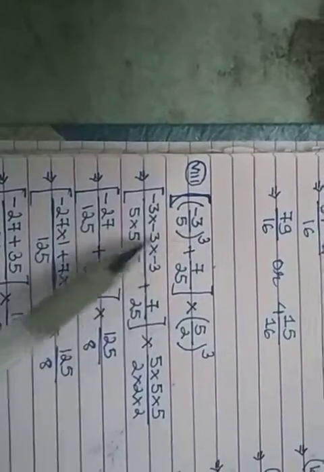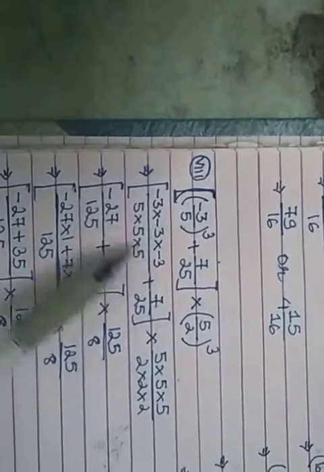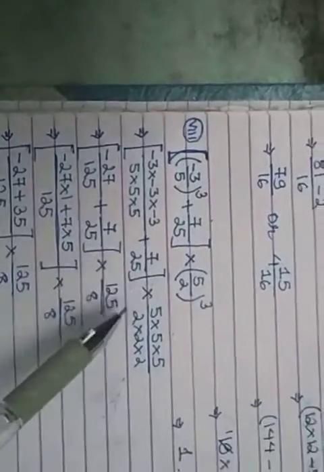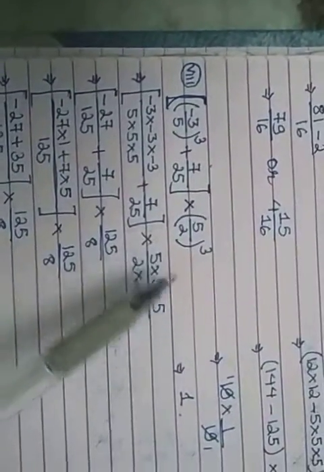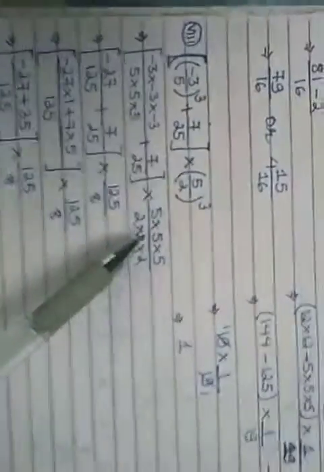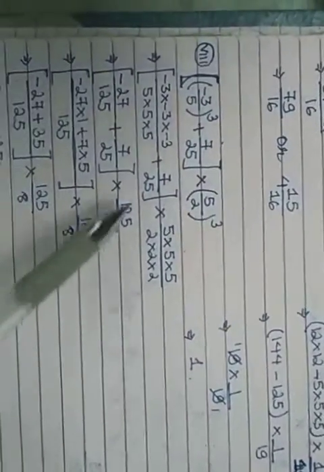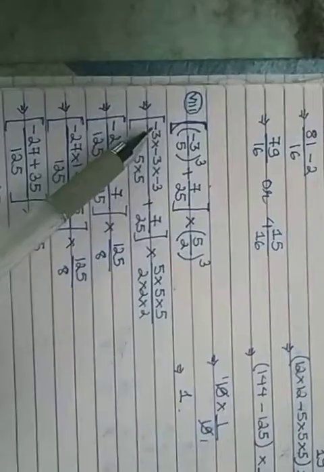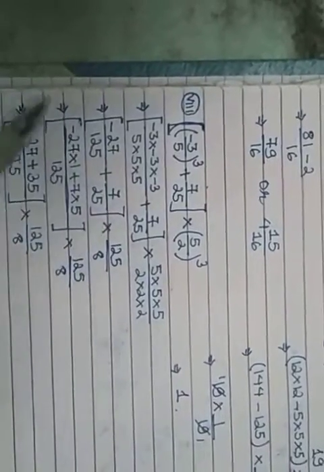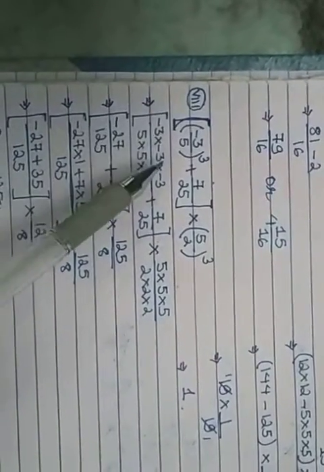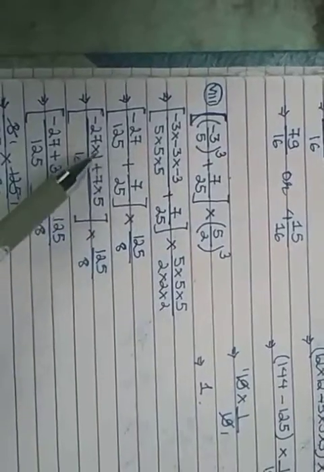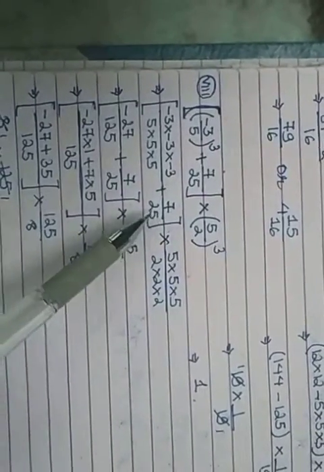So first of all, within the first bracket I have opened up, minus 3 by 5 to the power 3, from exponential form to factor form: 3 into 3 into 3, denominator 5 into 5 into 5, plus 7 by 25, into, I have opened the term outside the bracket as well, 5 into 5 into 5 by 2 into 2 into 2. So negative, three times, that will give us negative. So negative 3 times 3 is 9, 9 times 3 is 27, 27 divided by 125, plus 7 by 25.